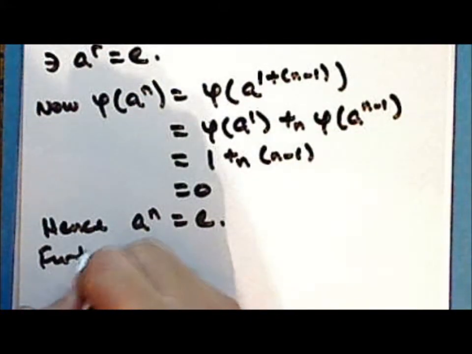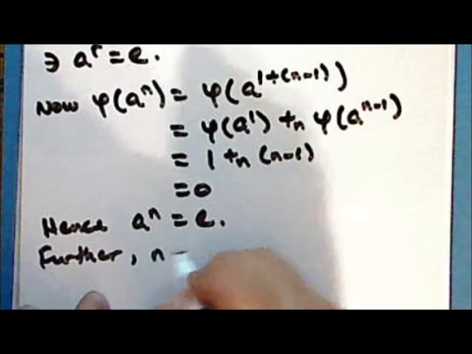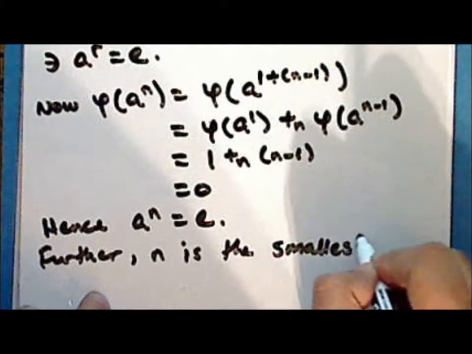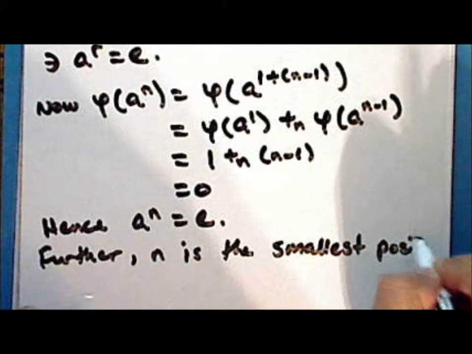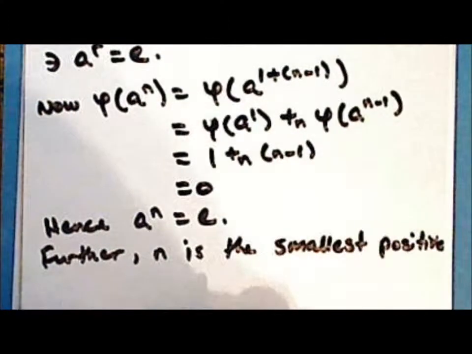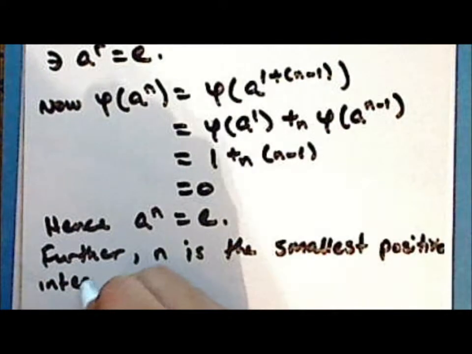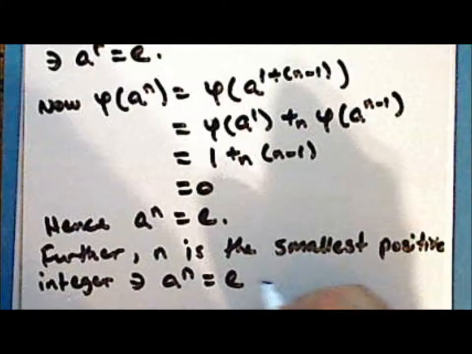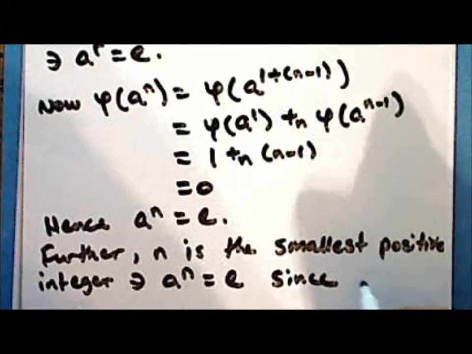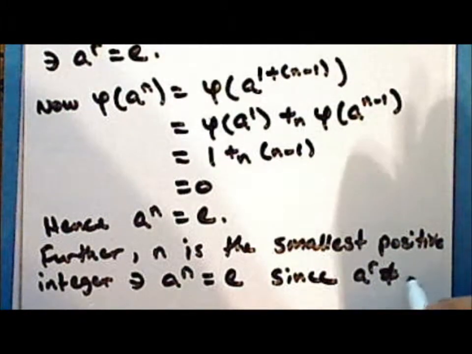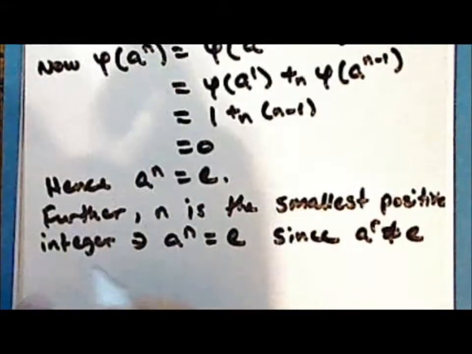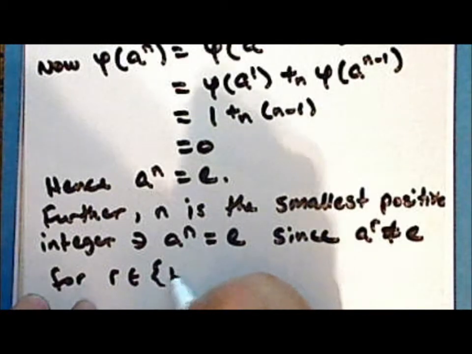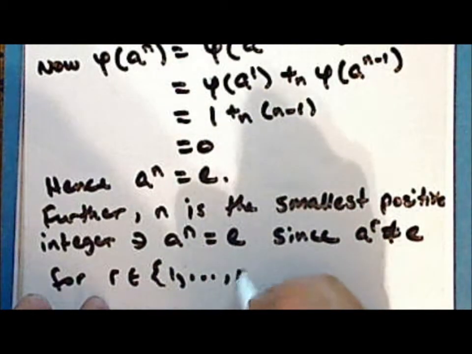Further, n is the smallest positive integer such that a to the power of n is the identity, since a to the power of r is not equal to the identity for r, an element in the set of positive integers from 1 to n minus 1.